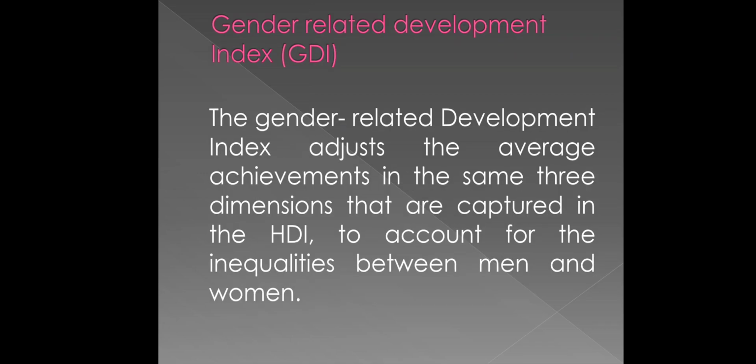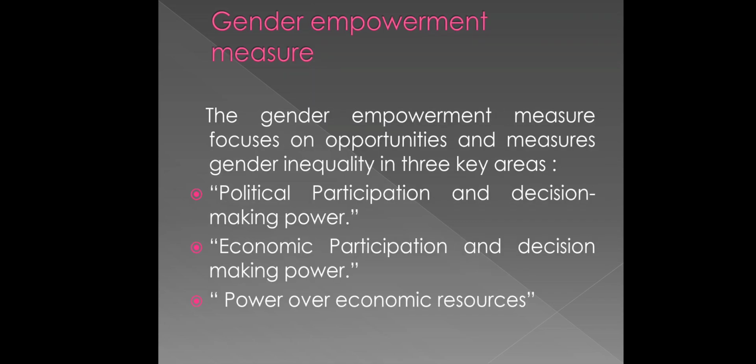Next, gender related development index. The gender related development index is the average achievement in the same three dimensions. That is, health, which is measured by female and male life expectancy at birth; education, which is measured by female and male expected years of schooling; and command over economic resources, measured by female and male estimated earned income. Next, gender empowerment measure. It covers political participation and decision making power, economic participation and decision making power, and power over economic resources.